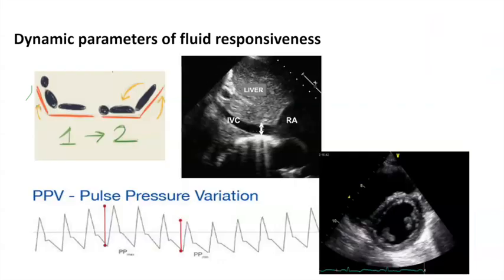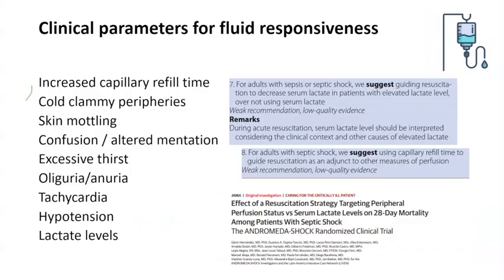Apart from these dynamic parameters, you also have to assess the patient very closely for other clinical parameters which help in deciding the volume of fluid the patient requires. These parameters include capillary refill time, cold peripheries, skin mottling, confusion, excessive thirst, dry mucosa, oliguria, tachycardia, low blood pressure, and lactate levels.